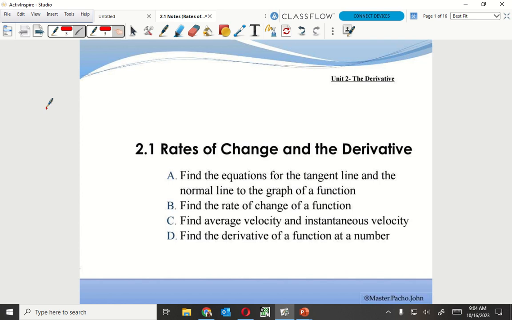So, rates of change and the derivative. Again, these are using the old textbook. These are not using the new textbook. The new textbook is grossly inadequate for this topic. So I'm just going ahead and using these ones because these ones actually go into detail, and I'm hoping that's going to be helpful. Now, rates of change and the derivative.